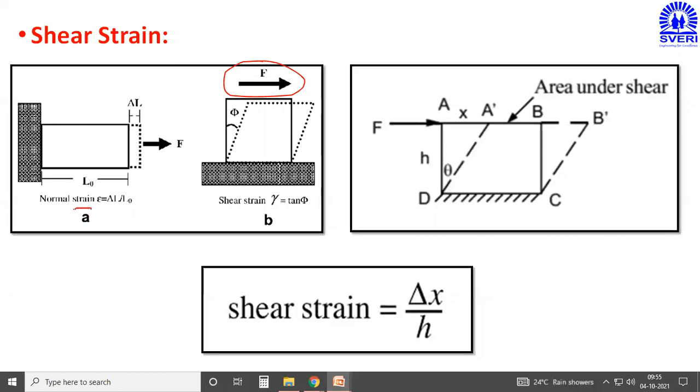In figure A, whatever F amount of force is applied, this force is perpendicular to the cross-sectional area. But here, in figure B, the F amount of force applied is parallel to the cross-sectional area. Therefore, this force will be considered as a shear force. And in figure A, the force applied will be the tensile force.